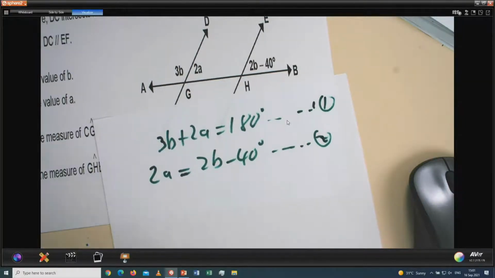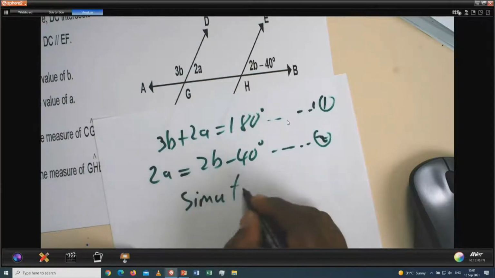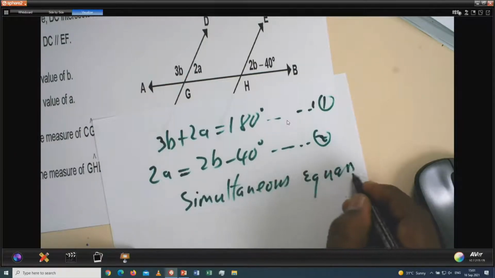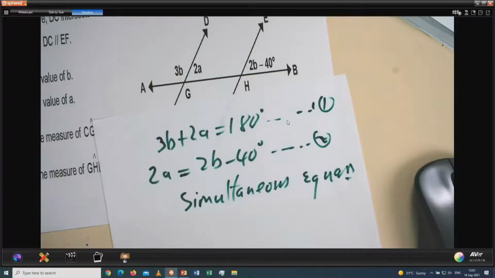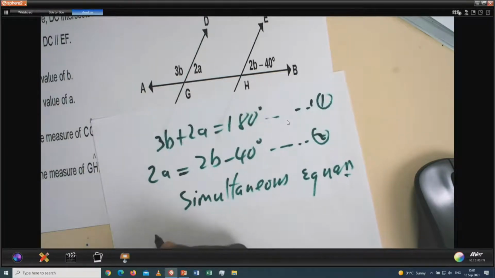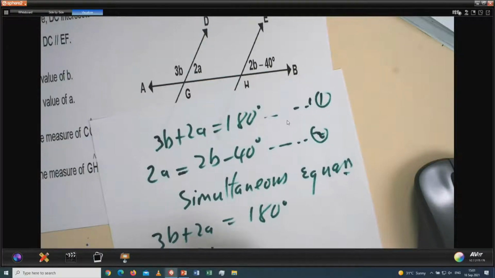Therefore, we'll have to solve these equations at the same time, and that process is called solving simultaneous equations. Whichever method you are used to, you can add the top and the bottom, or change the equations. It's up to you. Equation 1 is 3B plus 2A equals 180 degrees. Equation 2, 2A minus 2B equals minus 40 degrees.